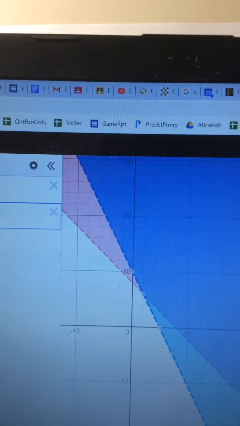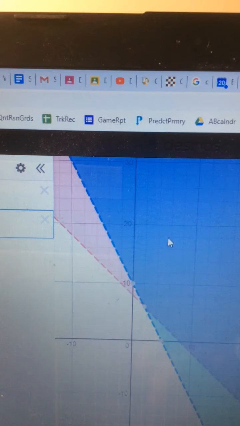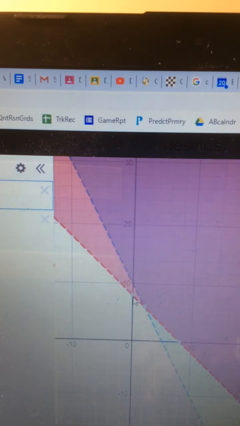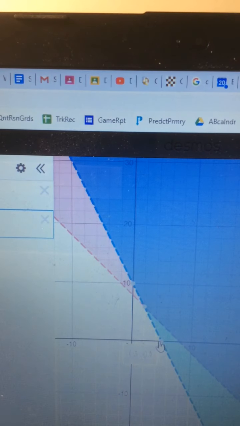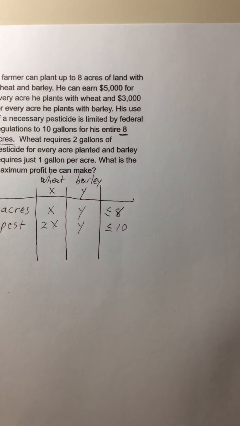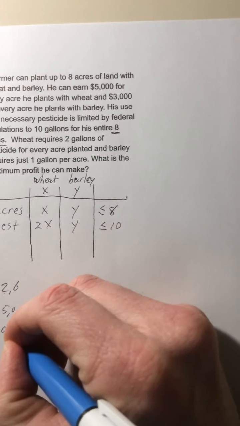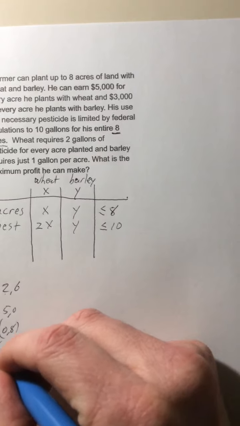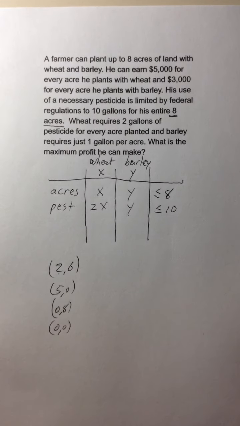And we have our ordered pairs, which are, first one's right there, 0, 8, next one's over here, 2, 6, and the last one's over here at 5, 0. So 2, 6, 5, 0, 0, 8. And again, 0, 0. But of course, 0, 0 isn't going to help anybody because you got to plant some acres in order to make some profit.